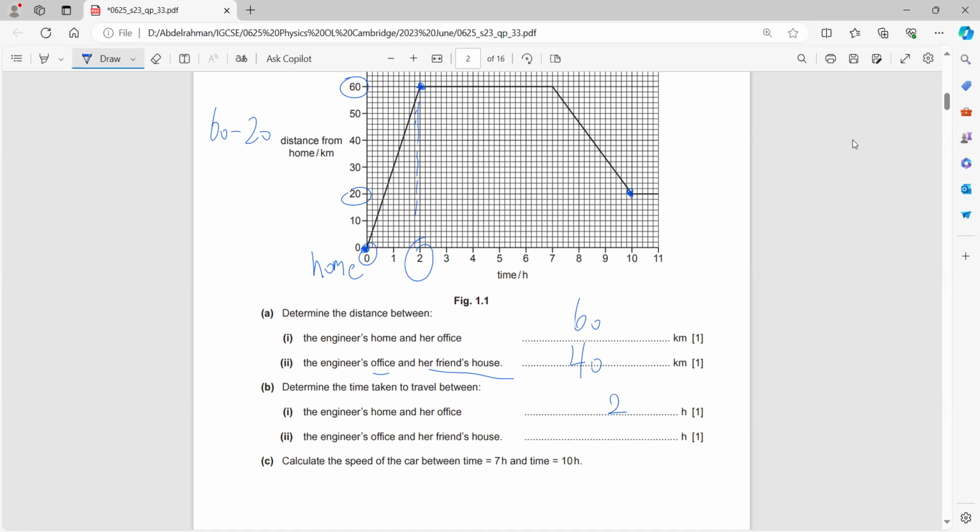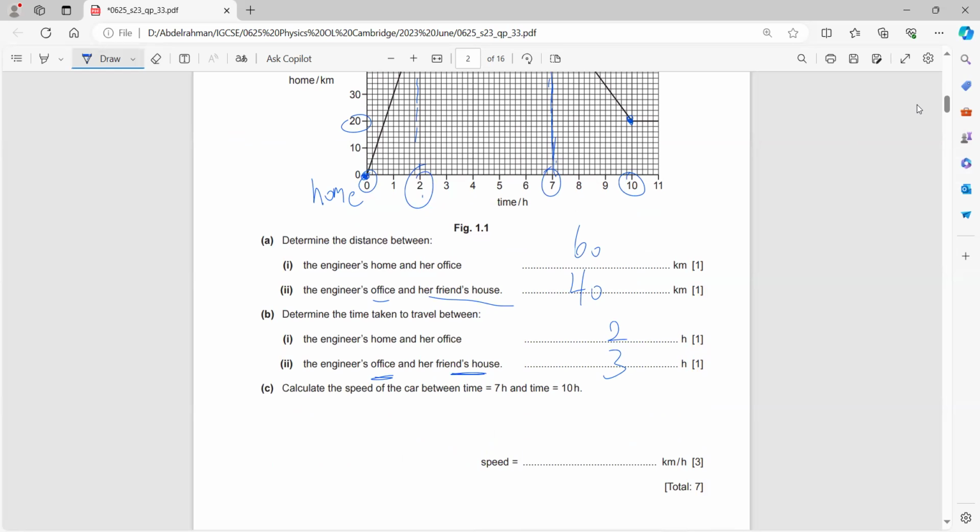Okay, the time taken from the office to her friend's house. 8 hours? No, why? She wasn't traveling from 2 to 10. She started traveling here. So she started traveling at 7 and ended her trip at 10. So it's only 3, right? 3 hours.